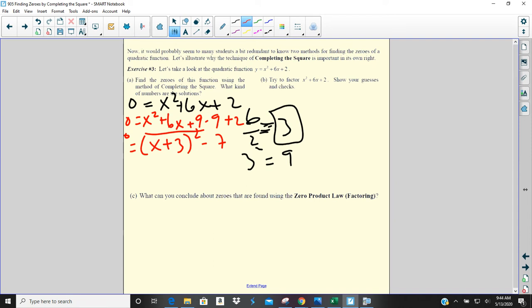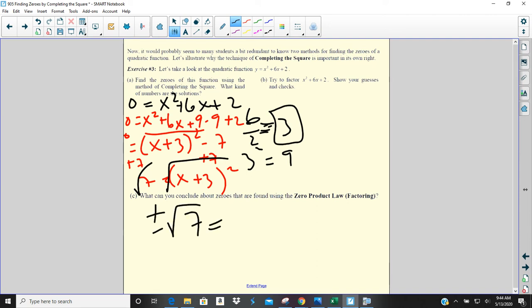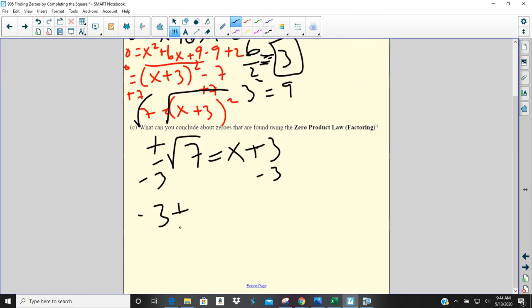Now we're going to solve it. So we're going to move this 7 over. I'm left with 7 equals x plus 3 squared. Sorry, I'm going down to the lower portion because there's never going to be enough room. I'm left with plus or minus the square root of 7 equals x plus 3. And I'm going to subtract 3, and look what I'm left with. I'm left with negative 3 plus or minus the square root of 7 equals x.